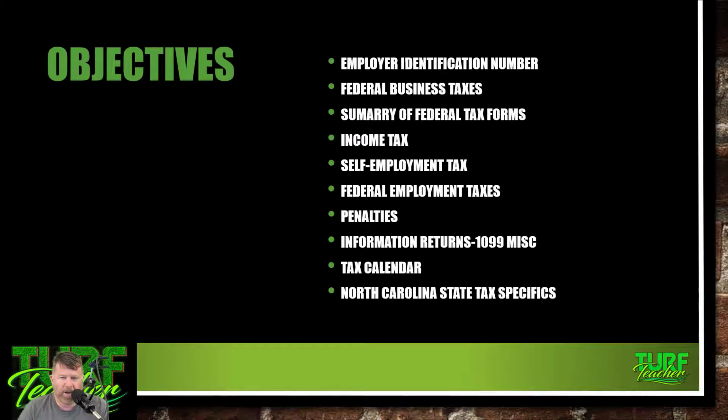Then we're going to jump into the employer identification number. What is an EIN? We'll talk a little bit about federal business taxes. We'll do a summary of federal tax forms. We'll talk about income tax, self-employment tax, federal employment taxes, penalties, information returns, and 1099 miscellaneous forms, which should only be given to contractors that you subcontract out.